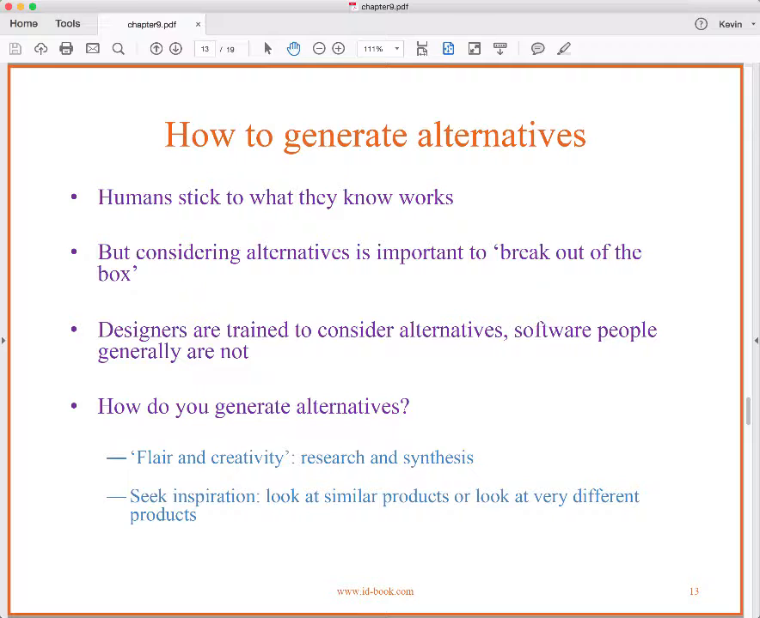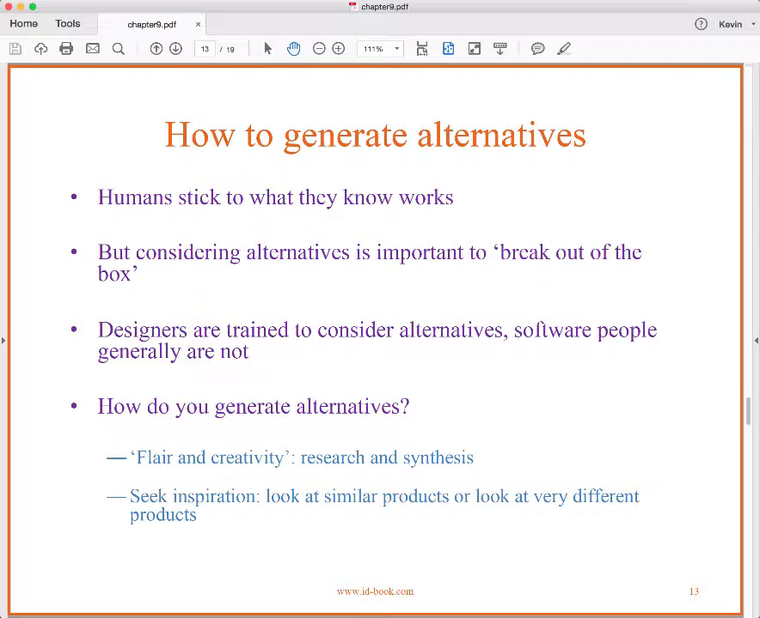Well, as a guy who got his start as a software person, I take that personally, okay? And as a guy who trains software people, I take that personally as well. So I'm not sure that that's actually true, okay? In any case, regardless of how we train software people, we're trying to train you as an interaction designer to consider alternatives, because we feel that more than one alternative is what we need to get to an optimal solution.